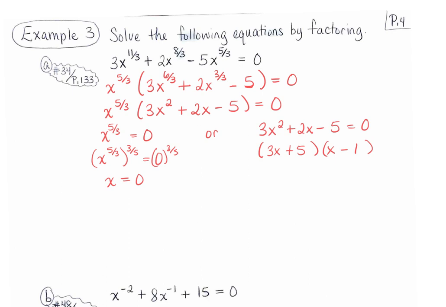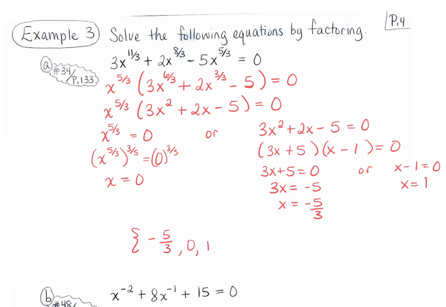Perfect. So we have this product equals 0, which means 3x plus 5 equals 0, or x minus 1 equals 0. Solving for x here, subtracting 5 from both sides, we get 3x equals -5, or x equals -5/3, because we have to divide both sides by 3. Solving this one, we add 1 to both sides to get x equals 1, which means our solution set consists of the three values -5/3, 0, and 1. That's example 3, part A.